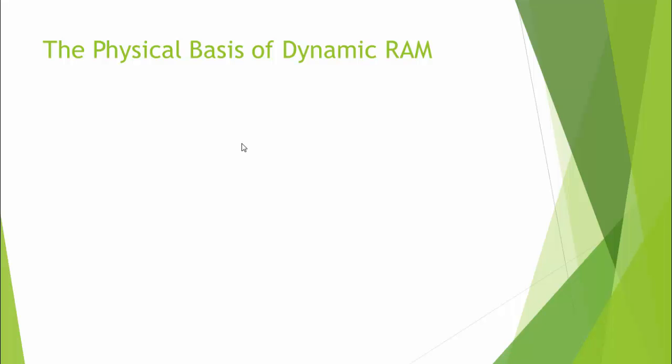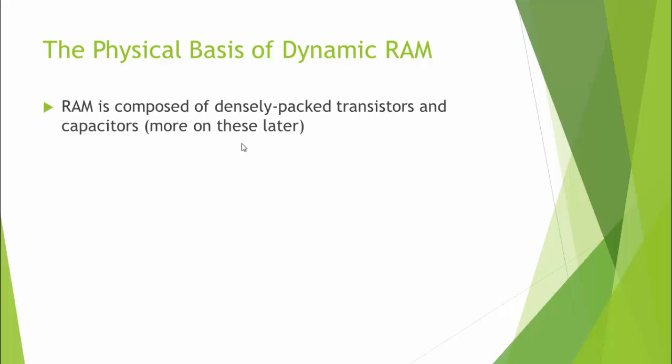Today, instead, we're going to talk about the physical basis of dynamic RAM and talk about the other kinds of solid-state memory. So RAM is actually a system of really closely, really densely packed transistors and capacitors. The transistors control the flow of information. The capacitors actually contain the information. A given capacitor on the RAM module can contain a single bit.